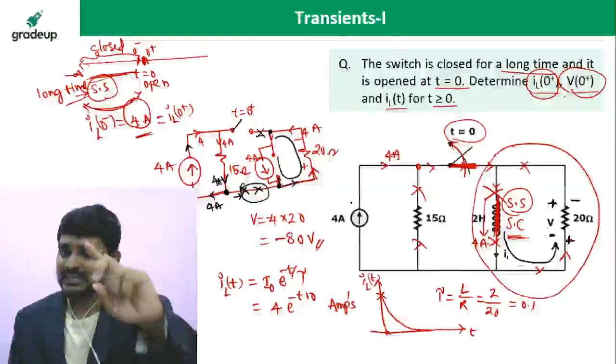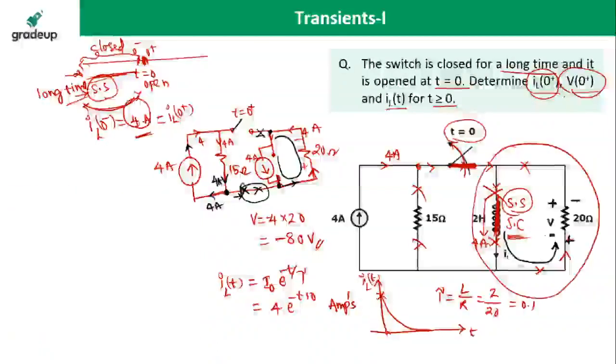Sir, if you have any doubts, you can do it another way also. Check VL. VL is equal to L into di by dt. What is the L value? 2 henries. d by dt of IL of t. What is IL of t? 4 into e power minus 10t.